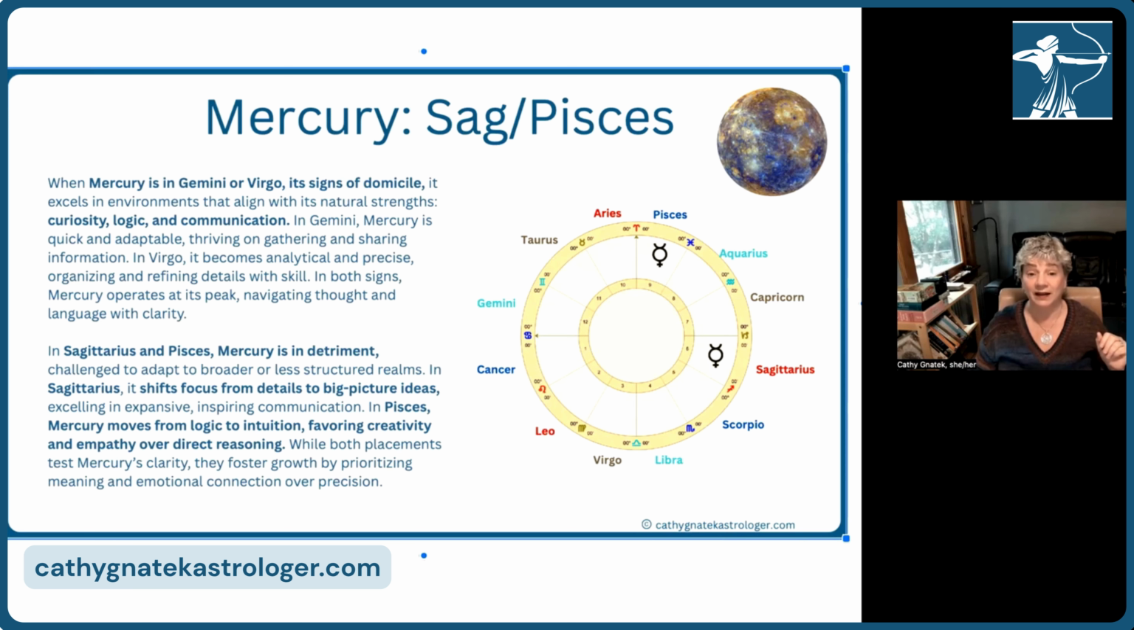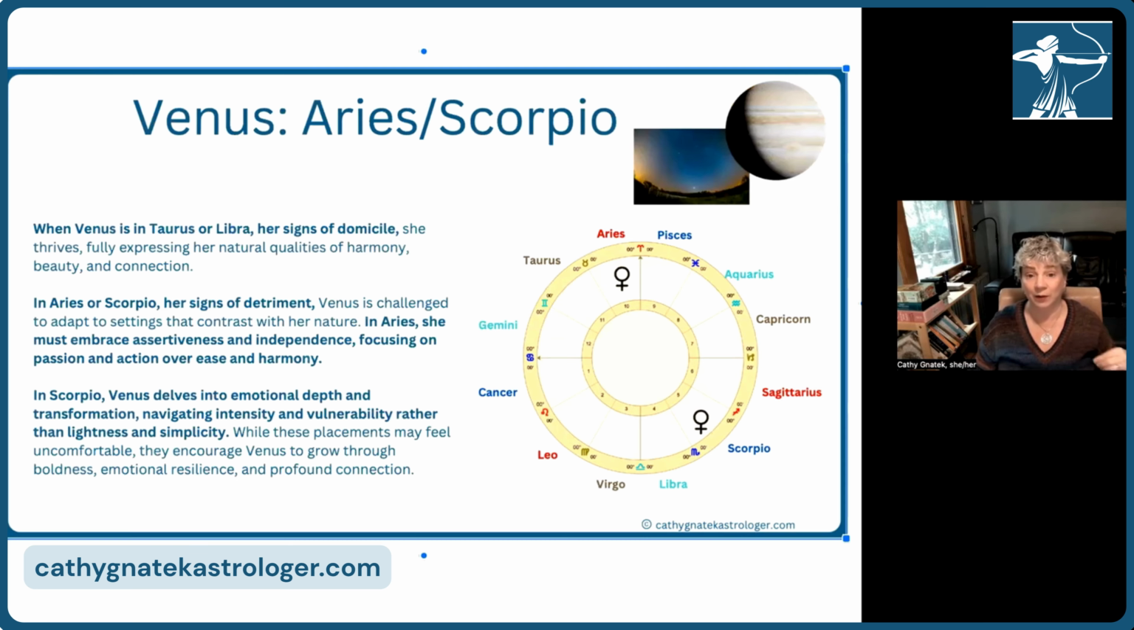Okay, so Venus rules Libra, which is the sign opposite Aries, and she also rules, oh my gosh, Taurus, the sign opposite Scorpio. When Venus is in Taurus or Libra, which is her home sign, she thrives, because again, it resonates with her nature. She's allowed to fully express her natural qualities of harmony, beauty, and connection, create art, beautiful speech, diplomacy. That's the vibe of Libra and Taurus.